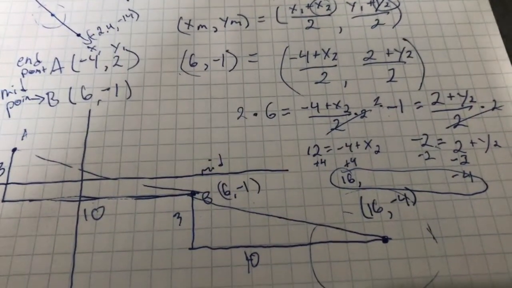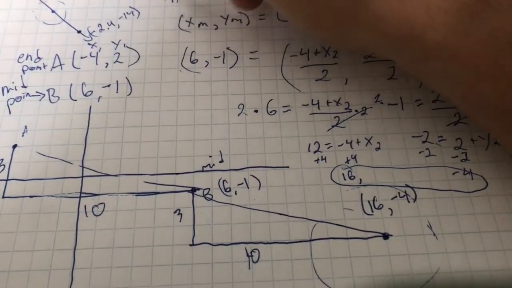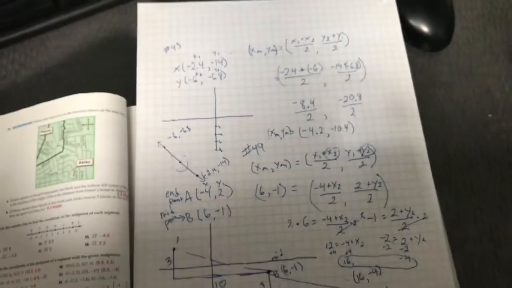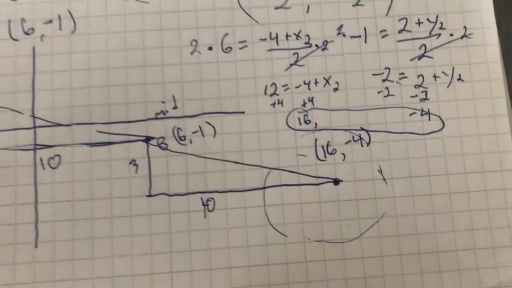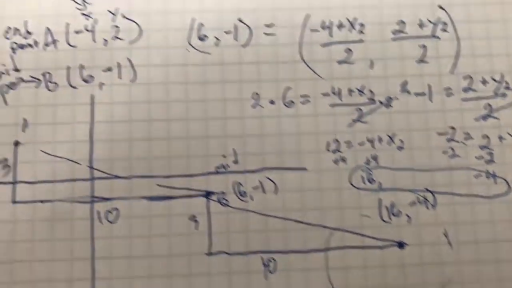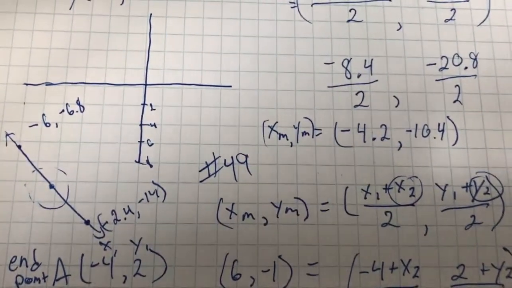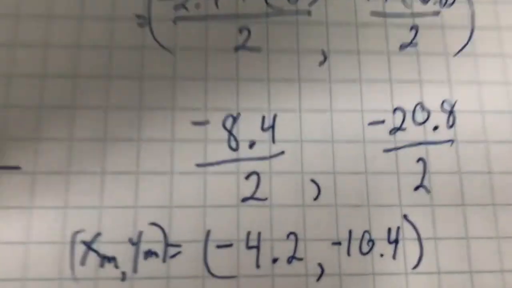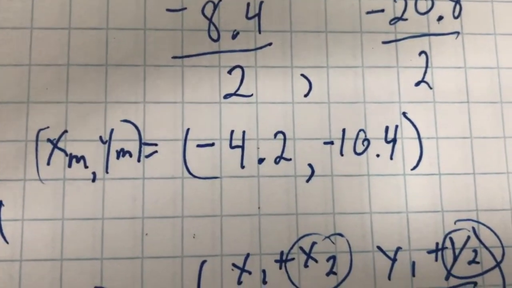So there you have it. Number 43 and number 49. Our final answer being 16, negative 4 for number 49, and our final answer for number 43 being negative 4.2, negative 10.4.